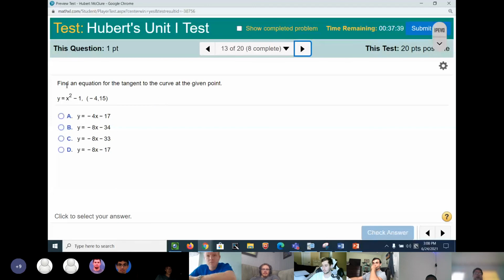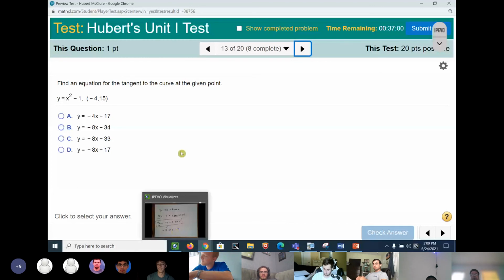All right, find an equation. Now, this one is one of the first ones we did in the homework questions. You should be able to get this. Y is equal to x squared minus 1. They give you a point. What does the derivative give you? Gives you the slope. So you got the point and the slope. You use the point slope equation.